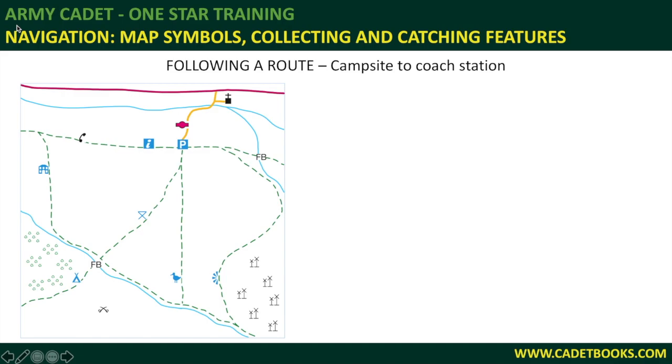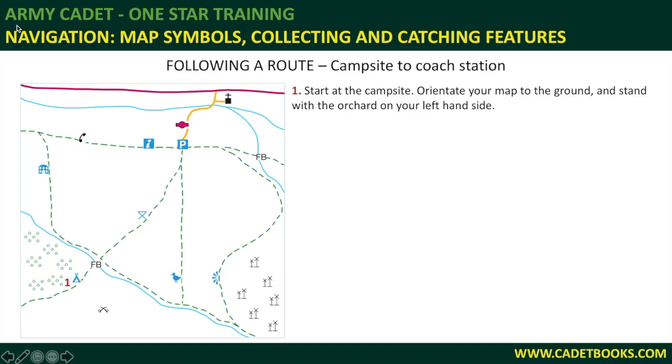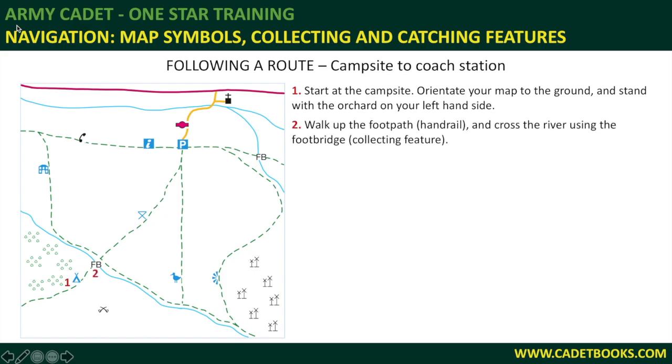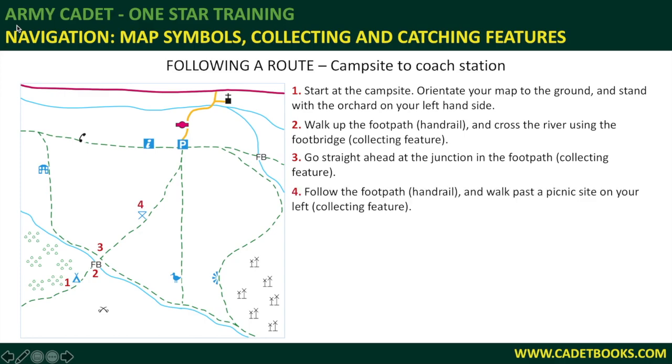Following a route, campsite to coach station. 1. Start at the campsite. Orientate your map to the ground and stand with the orchard on your left-hand side. 2. Walk up the footpath, which is a handrail, and cross the river using the footbridge, a collecting feature. 3. Go straight ahead at the junction in the footpath, which is a collecting feature. 4. Follow the footpath, a handrail, and walk past a picnic site on your left, a collecting feature.